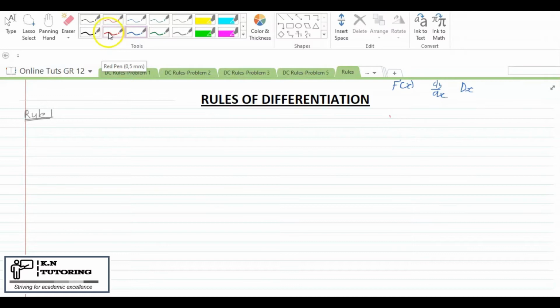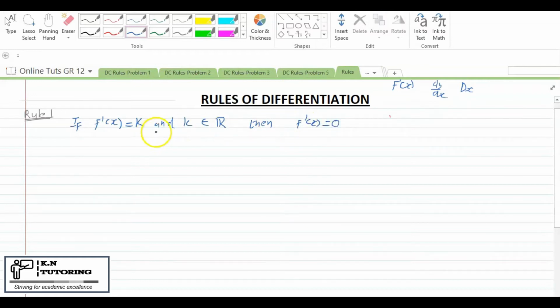It's just that the way we are using them is slightly different, but the answer that we get is still the same. So rule number 1 says: if you are given f of x is equal to k, and k is an element of the real numbers, then the derivative is going to be 0.